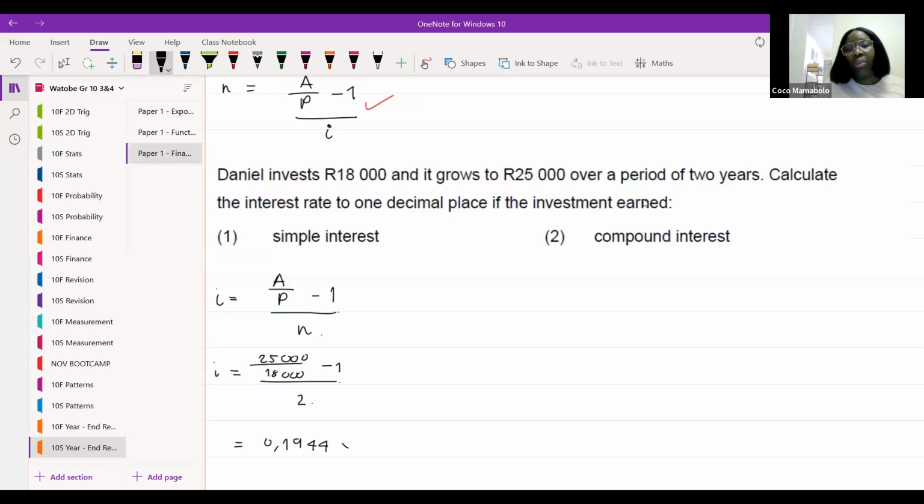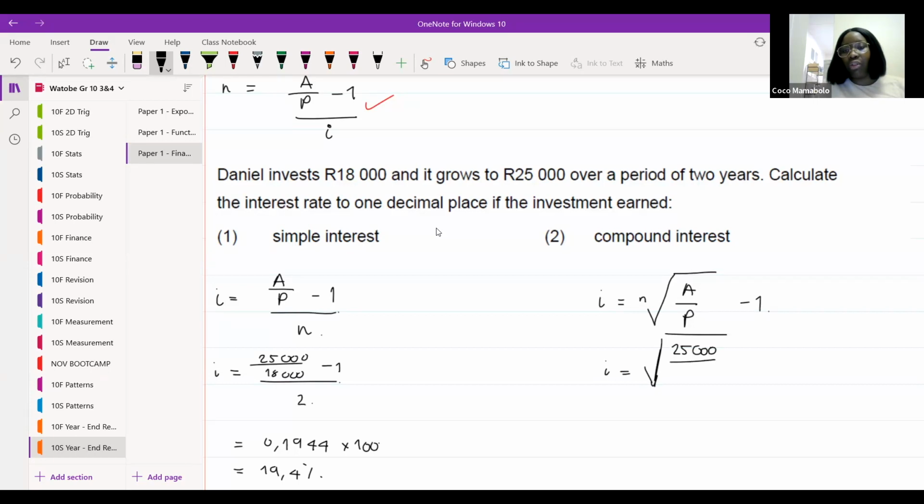0.19444 recurring. We're going to multiply that by 100 because we're looking for the interest rate, which is a percentage, and that's going to give us 19.4%. Now, on this side, when we're looking for compound interest, correct, Asbonge, excellent. We're going to have interest is equal to the square root or the nth root of A over P minus 1. And the interest rate over here is going to be the square root of 25,000 over 18,000 minus 1.